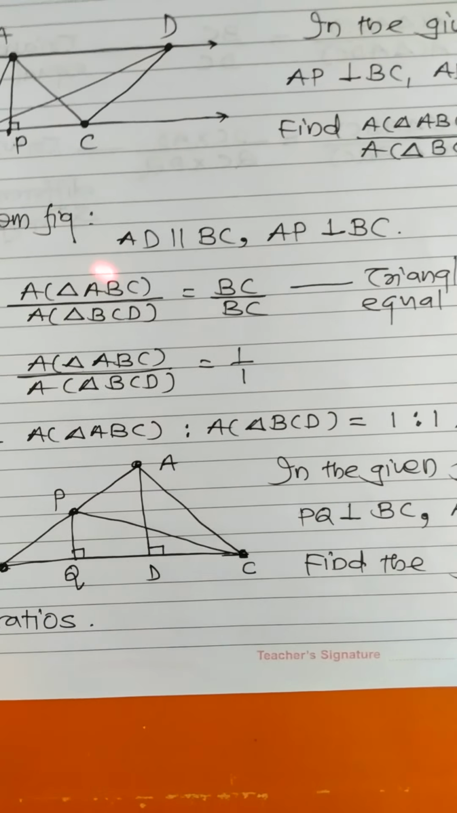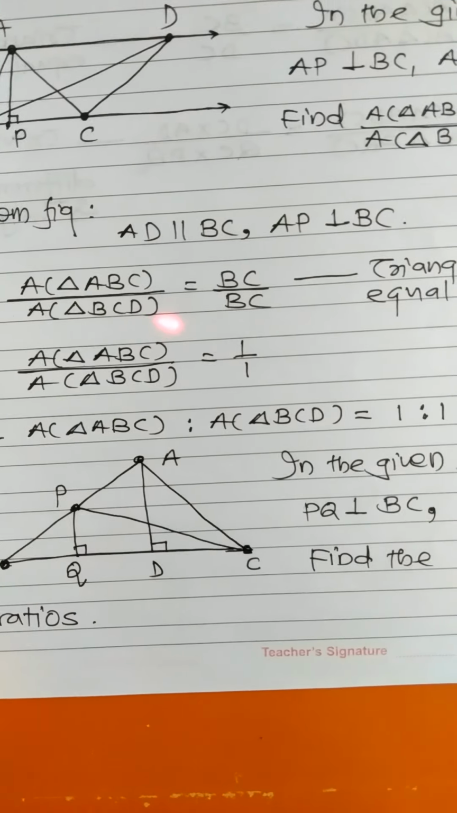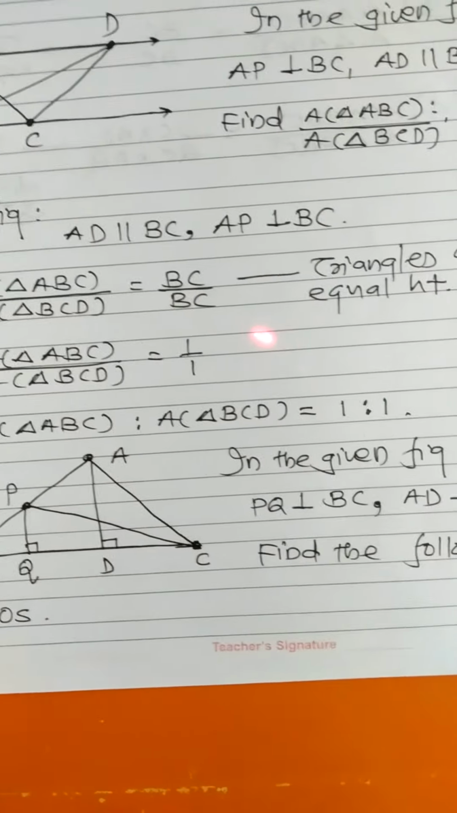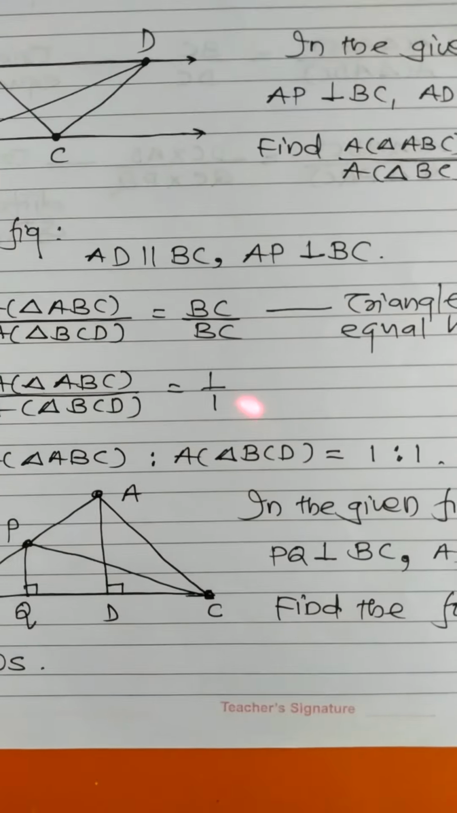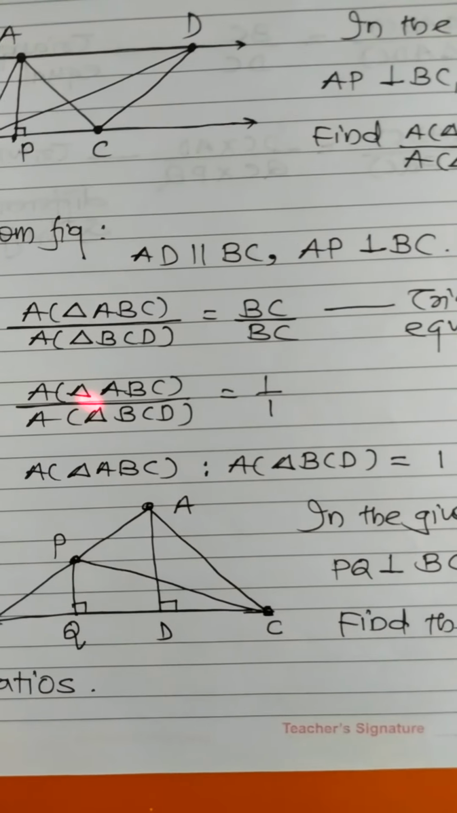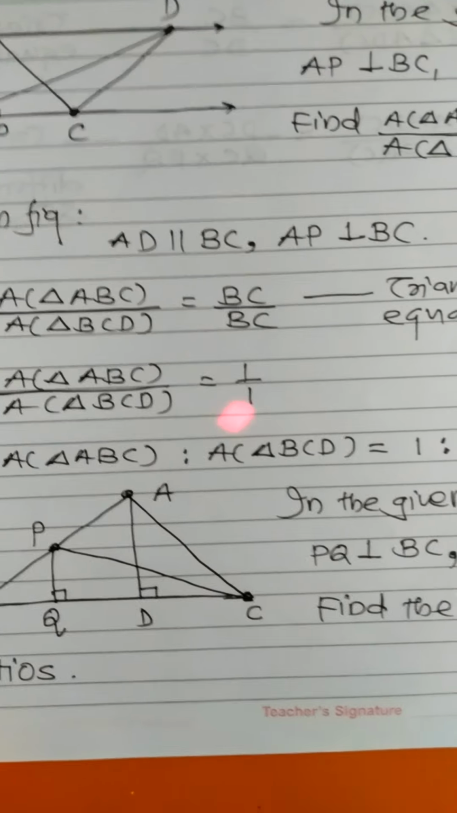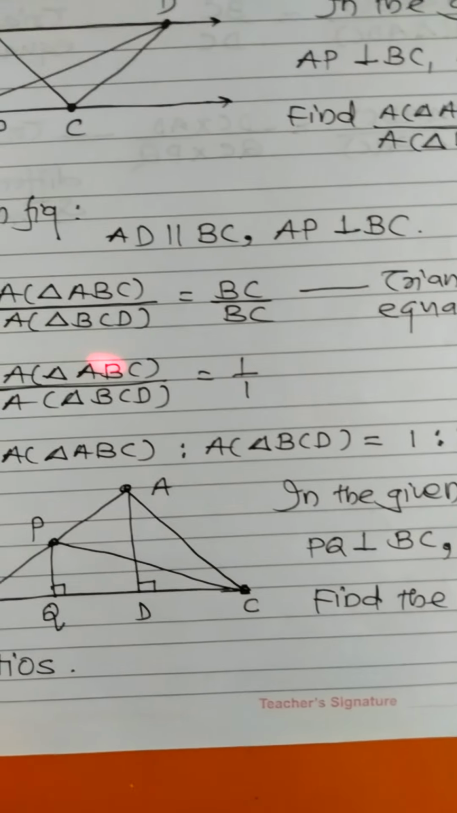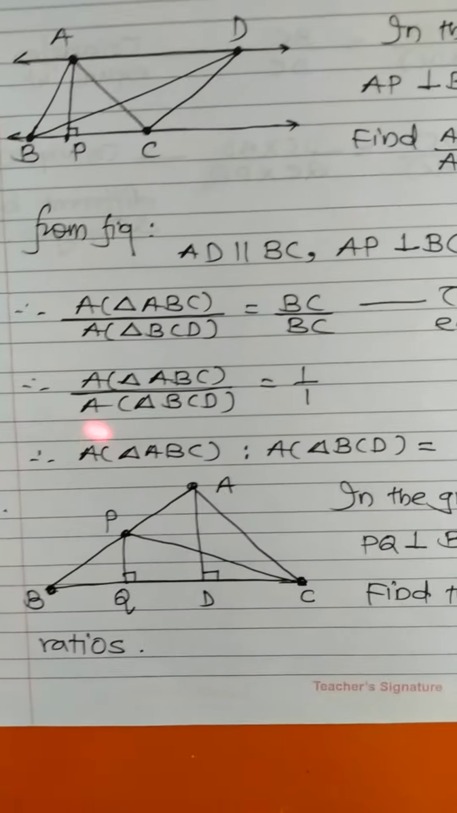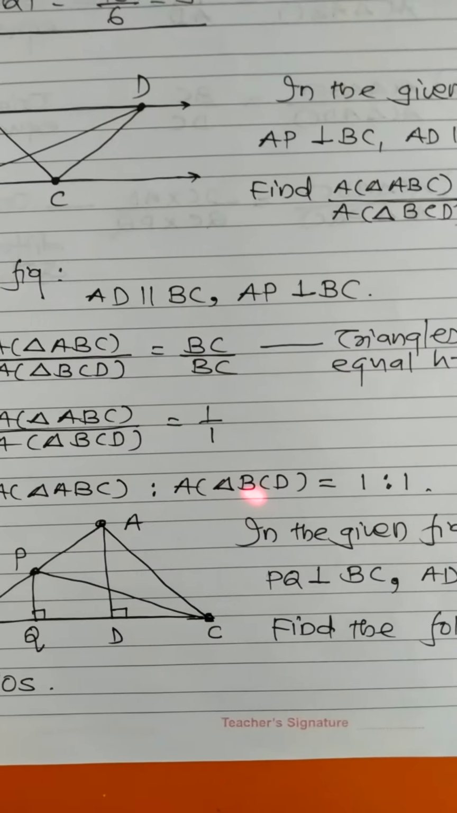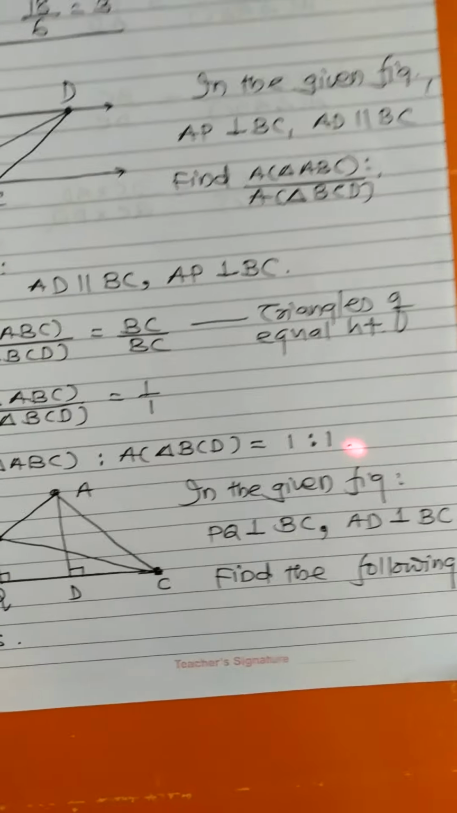So you can consider any one property. If we consider the ratio, area of triangle ABC upon area of triangle BCD, you can write BC upon BC. Which property can we use? Triangles of equal height. So you can write BC upon BC, which is 1 upon 1, because BC gets cancelled. So this ratio equals 1:1. Finally, area of triangle ABC to area of triangle BCD equals 1:1.